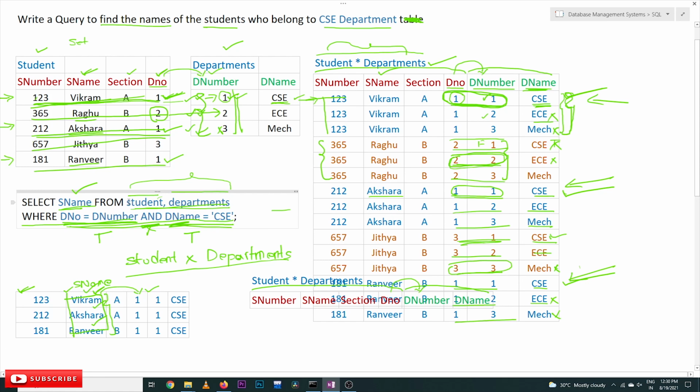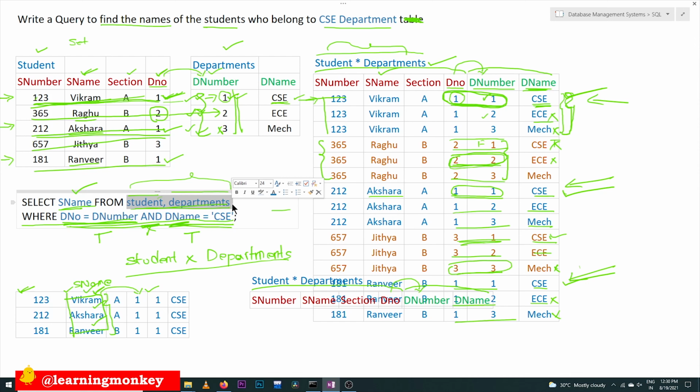For example, in the FROM clause, if we have three tables, all three tables will get Cartesian producted. Try to get that point. This is how the Cartesian product is helpful in SQL. Hope you got clarity on this concept.